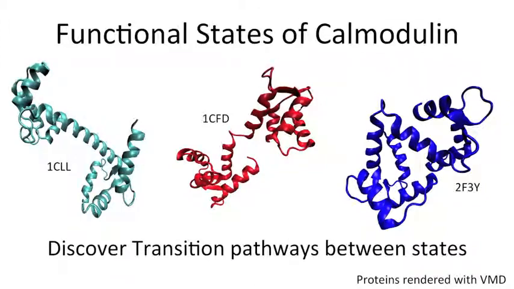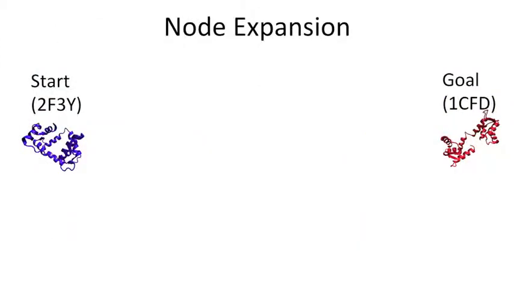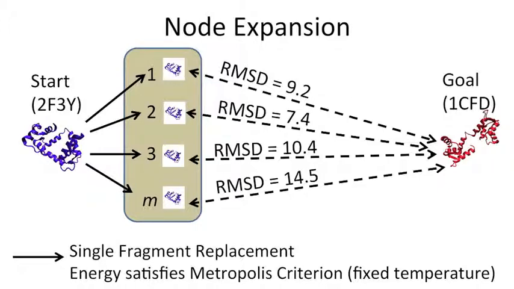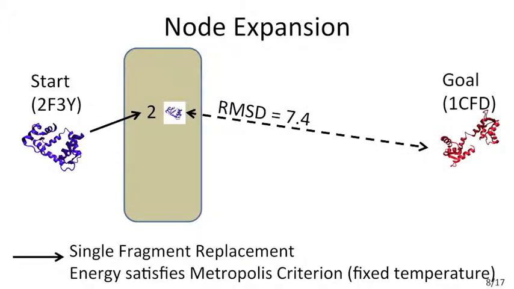Let's review how nodes are expanded. The process of expanding a node employs the molecular fragment replacement technique. This technique greatly simplifies the search space by utilizing a database of backbone angle vectors custom built for our protein system. A new candidate conformation is formed by performing a single fragment replacement on the parent. The energetic credibility of each candidate is evaluated using a potential energy function and the Metropolis criterion. Our method creates M of these candidates. The RMSD between each candidate and the goal structure is then calculated. The candidate that moves us closest to the goal structure is retained and inserted into the tree.